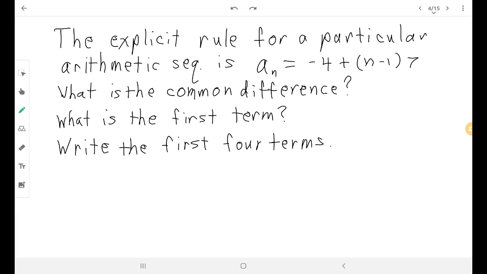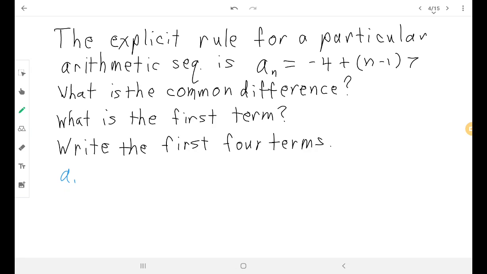So the reason they ask that as the first question is because that's kind of how they present it, that is Edgenuity. That's how they present these formulas is, hey, this part of the formula tells you the common difference, and this part of the formula tells you this. But I actually want to focus on this question first. What is the first term? Because that is the question that can help lead us into everything else, okay?